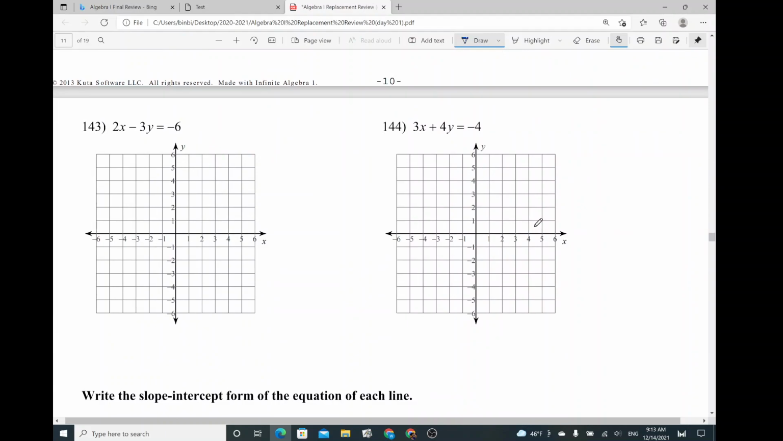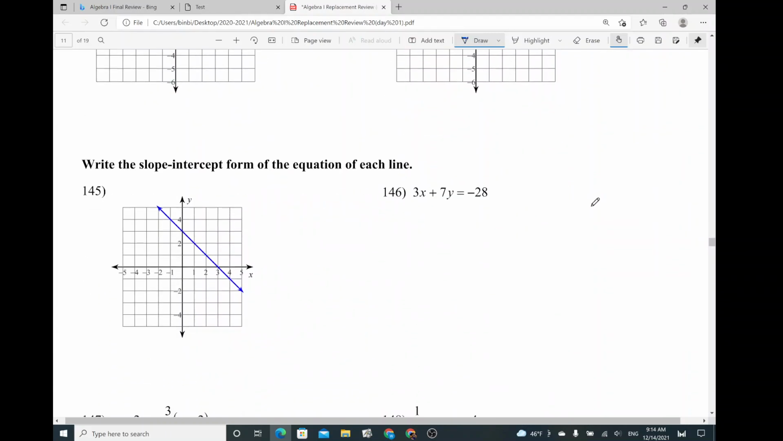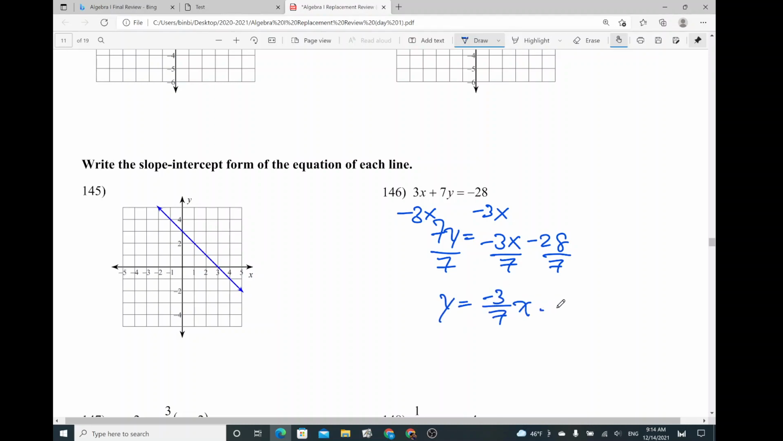Okay, so the rest of this, they're quite similar. Make sure that you know how to convert it back to the slope-intercept form and write the slope-intercept form for the equations. So this one, like 146. So 7y equals, subtract 3x both sides. So we got negative 3x minus 28 divided by 7 for each term. So y equals negative 3 over 7 times x minus 4.